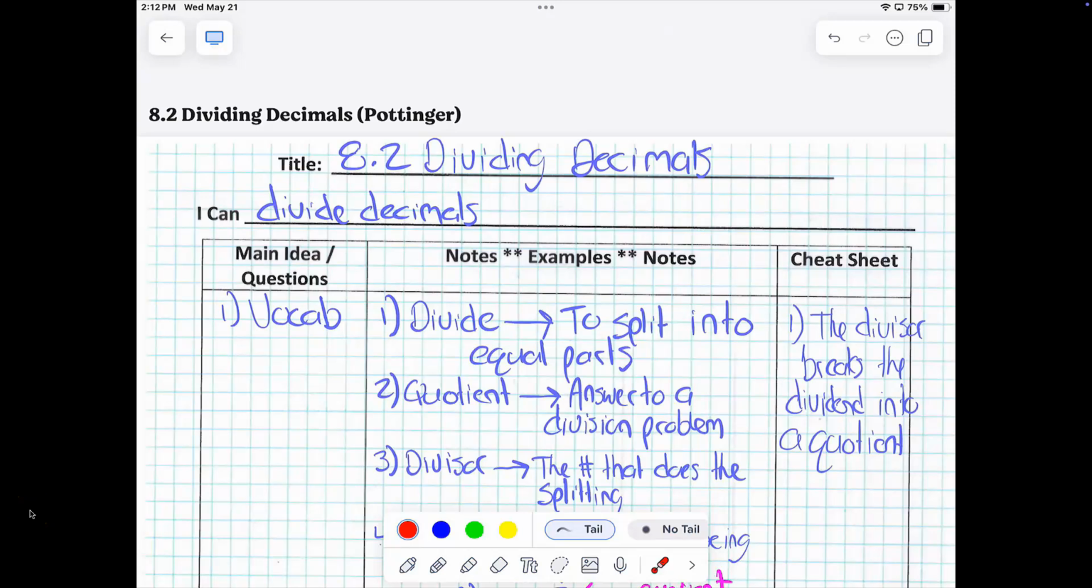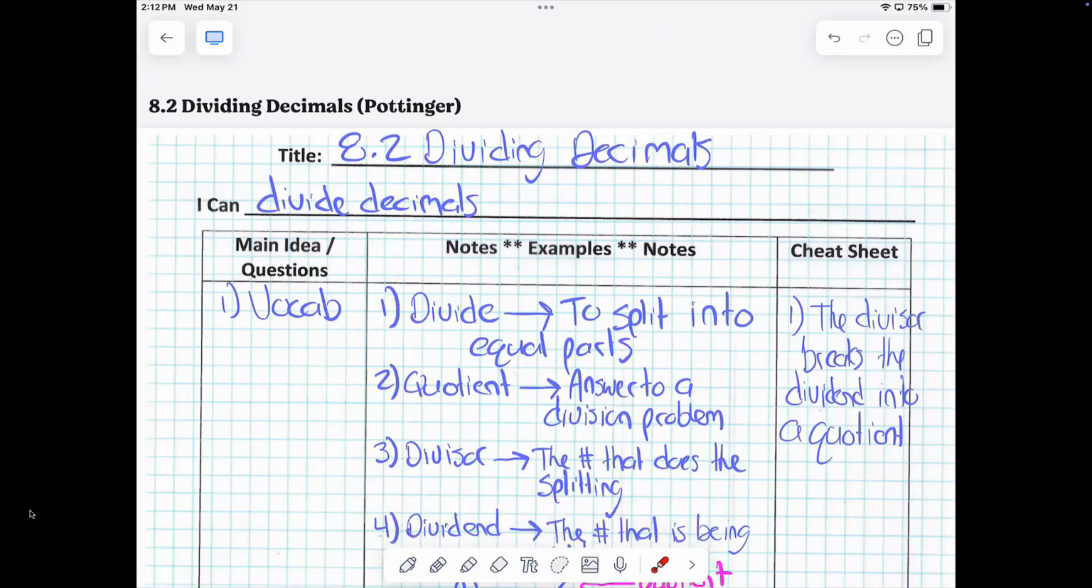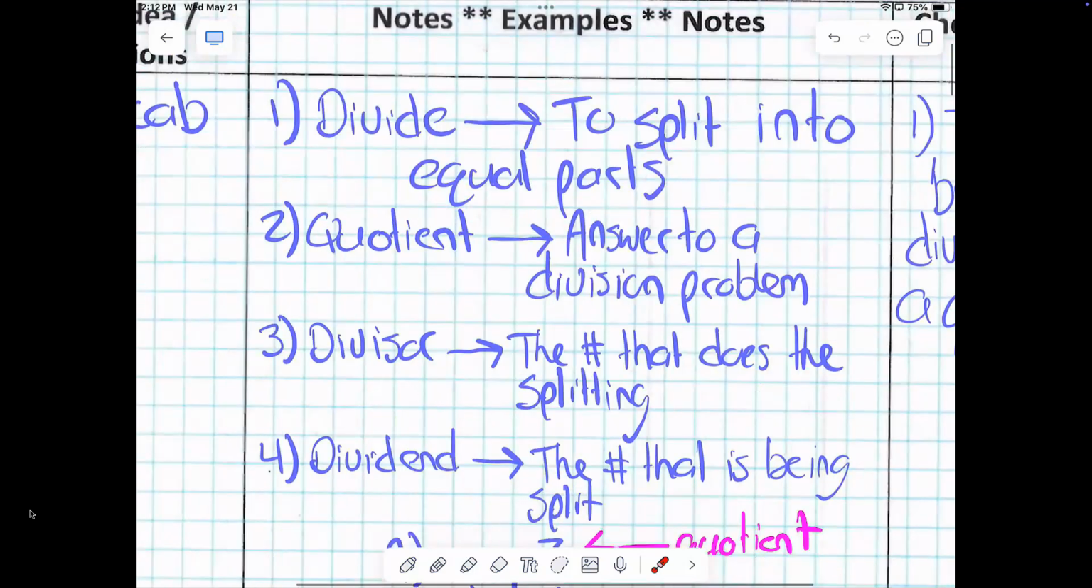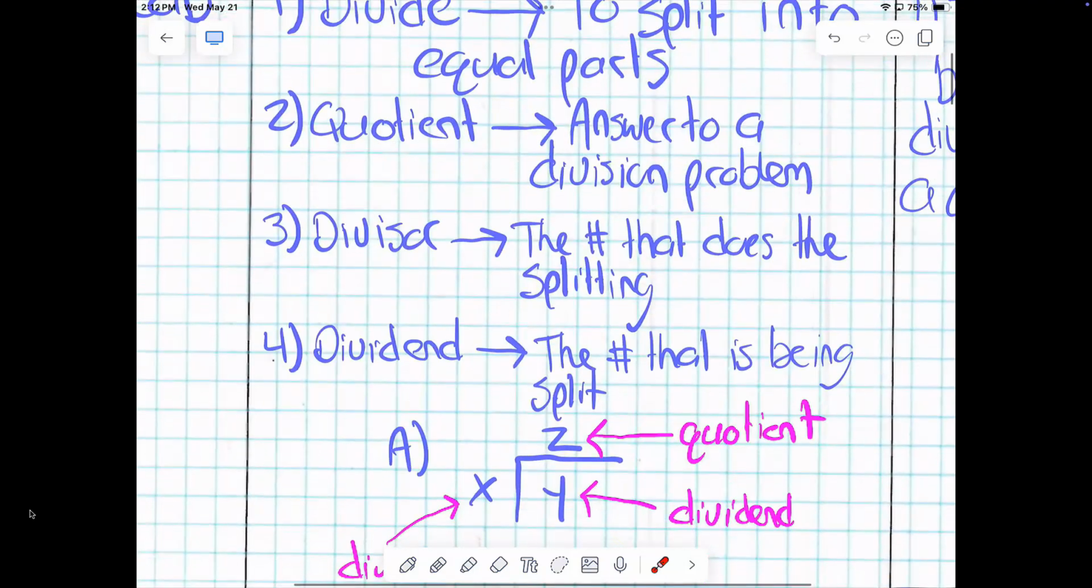Pottinger's class? Today we divided decimals. Can you divide decimals? Yes. To divide means to split into what? The answer to a division problem is a? What part of the division problem does the splitting? What part of the division problem is being split?